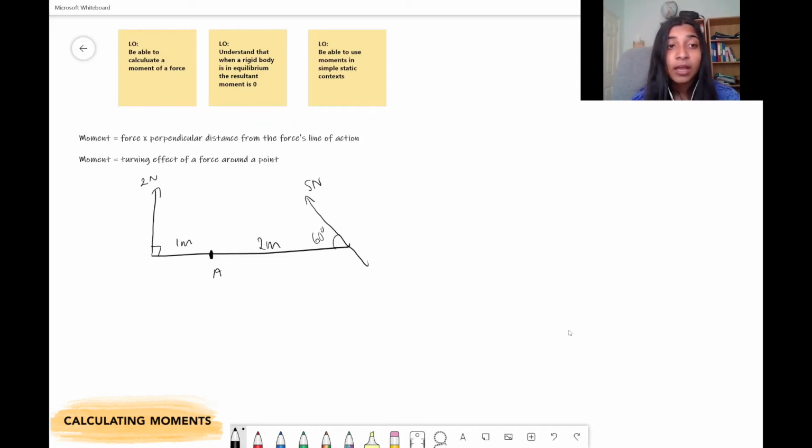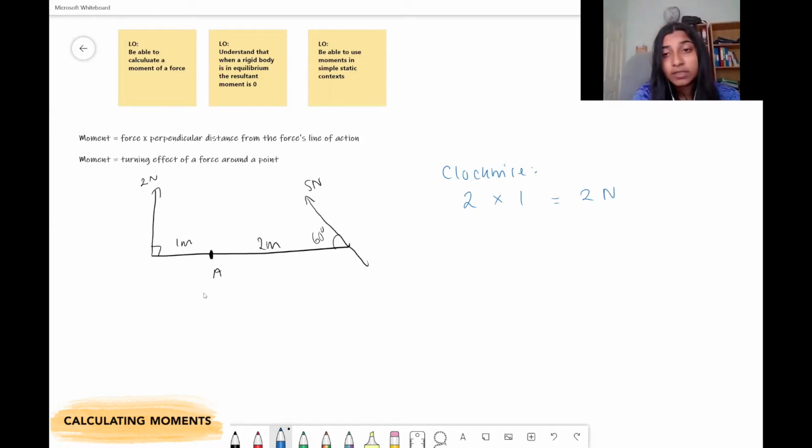Just remember that. So let's say, for example, you had something like this with your point A, and you want to find your moments around point A. You have one force which is 2 newtons, which is 1 meter away from point A, and another force which is 5 newtons, which is 2 meters away from point A. To calculate your clockwise moments, that is quite simple, because that would just be equal to your force, which is perpendicular, so 2, times your distance, which is 1, so that's just equal to 2 newton meters.